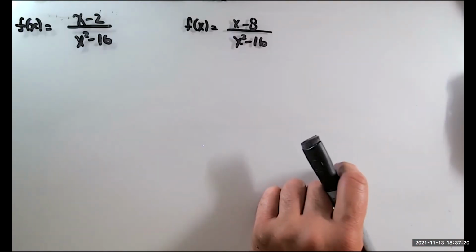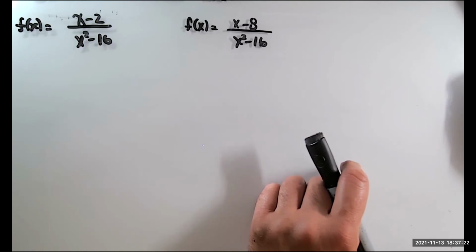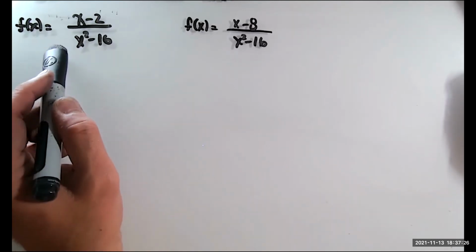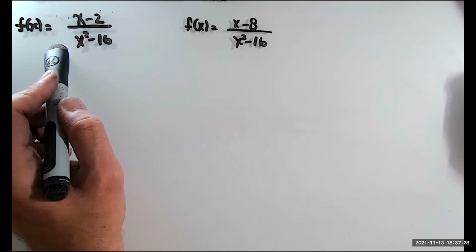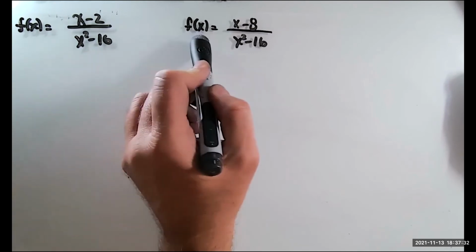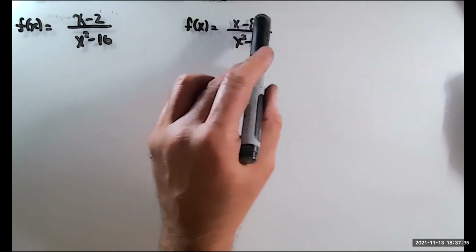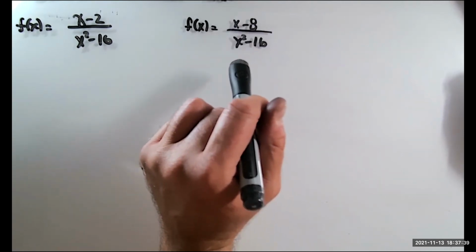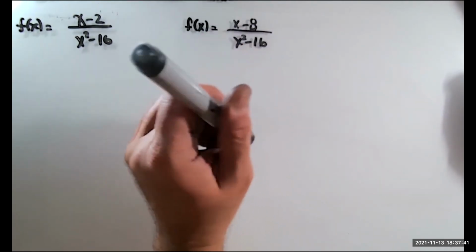Okay, folks, I will stop the video here. As I told you, I would challenge you to attempt to graph these two functions: f of x equals (x minus 2) over (x squared minus 16), and then f of x equals (x minus 8) over (x squared minus 16). I will do them, but I will not explain them.